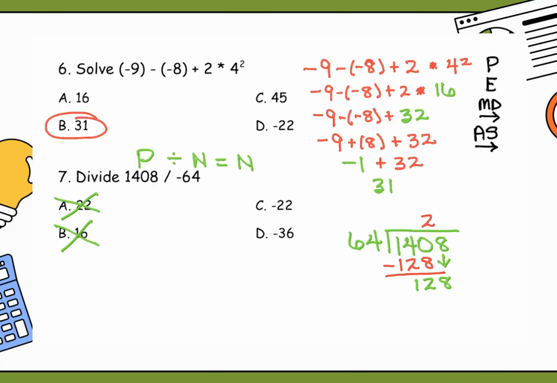So we're going to bring down that 8, and we want to take 64 from 128. Again, we can do that 2 times. 2 times 4 is 8. 2 times 6 is 12. And when we subtract that, we get 0. So remember, our answer for this problem is a -22. Letter C is the answer.